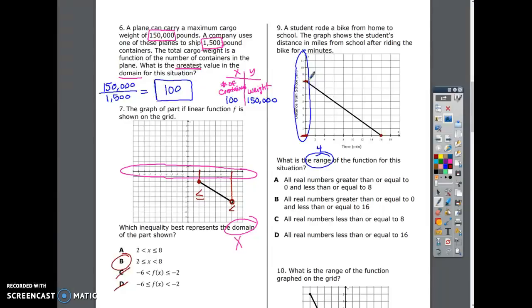So which one says that? From 0 all the way to 8. A. All real numbers greater than or equal to 0 and less than or equal to 8. That's like this. That's what that means. Okay? It's not 16, so cross out the ones that say 16. The only other answer that I would see you guys getting confused with is C, because it says all real numbers less than or equal to 8. But it stops at 0, so it's not negative numbers. Okay?